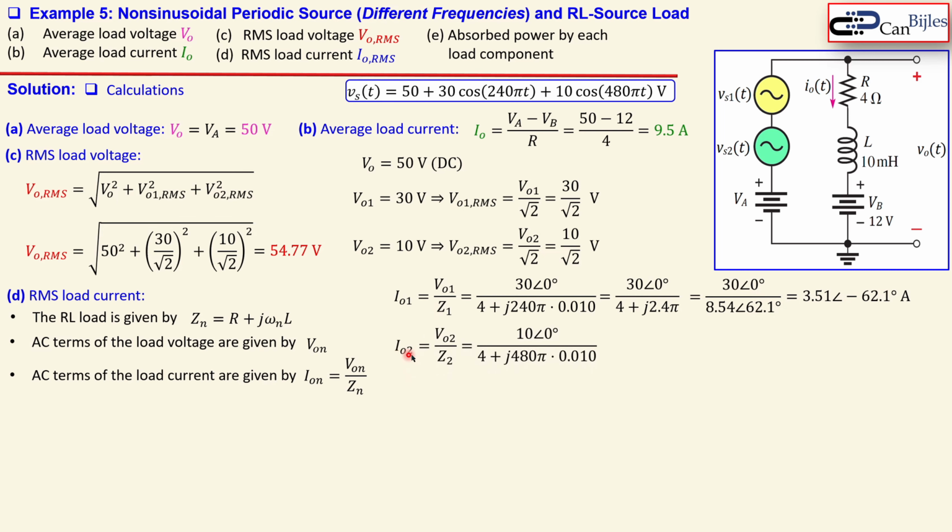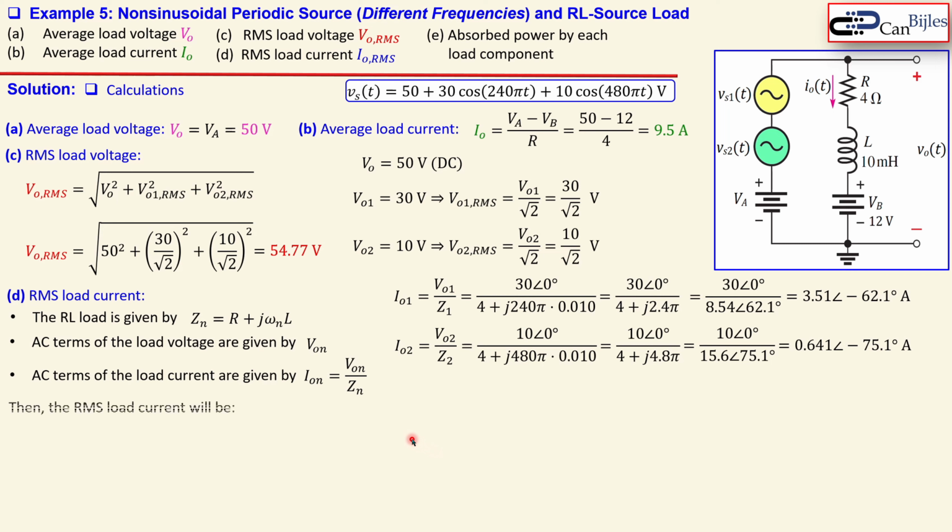In a similar form for IO2, you take now the 10, and also the angle is 0 degrees, but now you have 480 pi, and again a similar calculation, with the exact same inductor. You just substitute the values here, simplify this, and go to the phasor. You have now this current, 0.641.